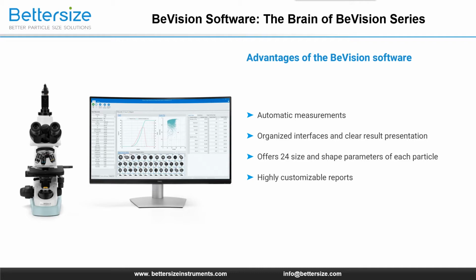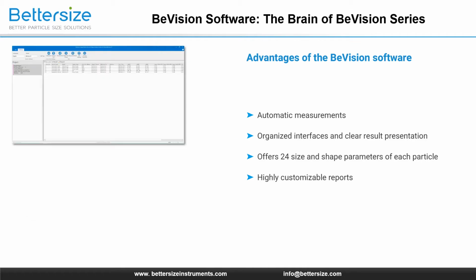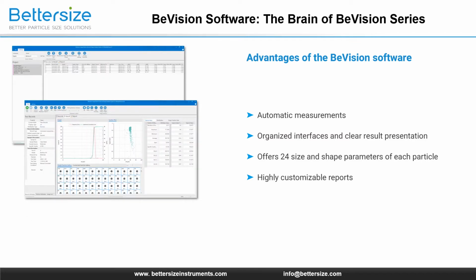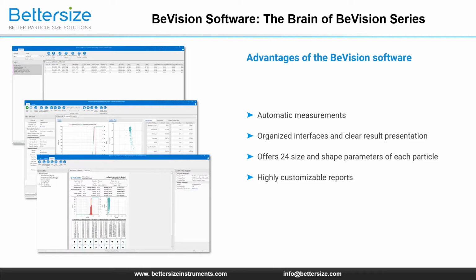As we know, the images captured by image analyzers should be analyzed by the software, which then produces the single particle sizes, shapes, and statistical results. The Bevision software is the brain of all three Bevision image analyzers. From starting the test to analyzing the result, it manages every step of the test. Besides, the brand new interfaces can help you to organize test records and present the results. If you are a Betasizer user or Binano user, you must be very familiar with these interfaces.